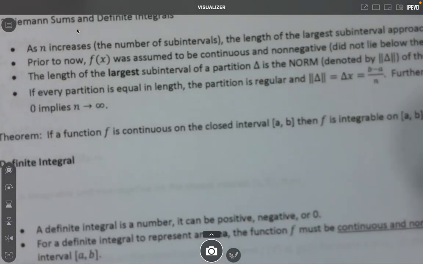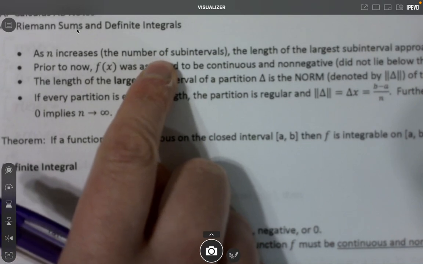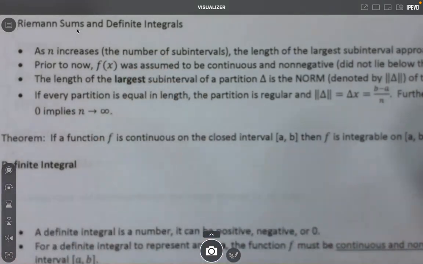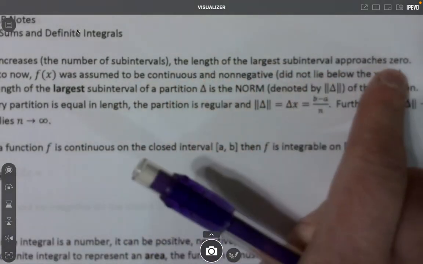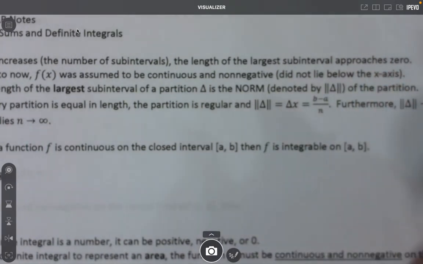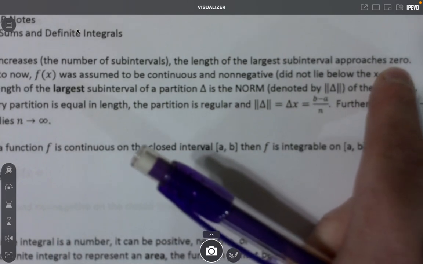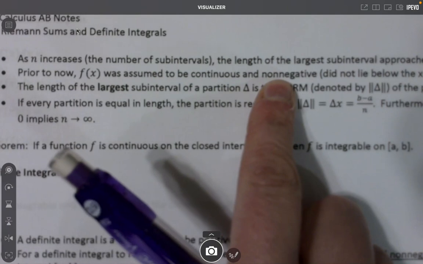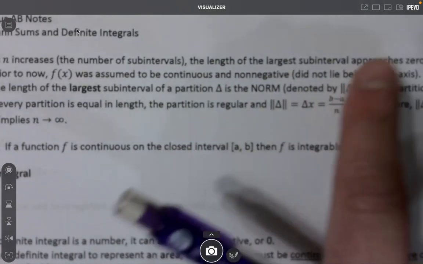So what we're looking at now is n increasing, the number of subintervals increasing. Instead of just doing 4, maybe we do like 100 or something. As we increase n, the length of the largest subinterval is going to approach 0. As we get more and more of those intervals, they get tinier and tinier until even the biggest one is going to approach 0. Prior to now, our f of x was assumed to be continuous and non-negative. It did not lie below the x-axis, so we haven't worried about that at all.